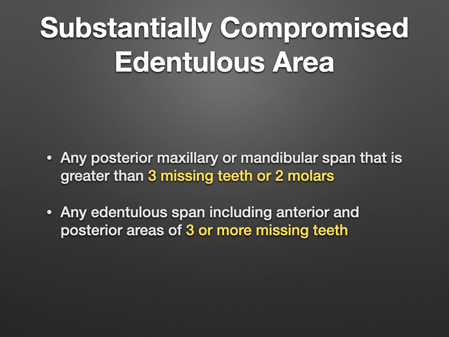The substantial compromise means that the case gets worse. As you can see, if in the posterior the patient has lost more than 3 teeth, or 2 molars are missing, then there will be a substantial compromise. If in the anterior or posterior part the number is over 3, it is also considered substantial. So if the patient is missing less than 2 teeth, most of the time that will be considered ideal or just a little bit compromised. But if it's over 3, then that will be substantial.